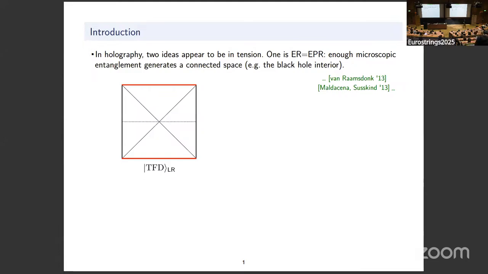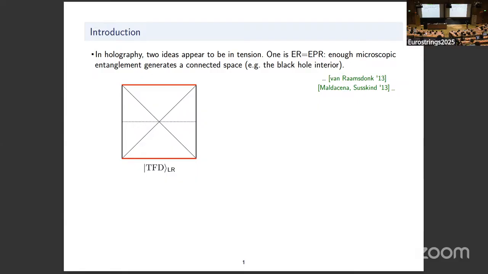Let me start by giving you a broad motivation for why we are interested in this kind of problem. In AdS/CFT and in general in holography, there are two ideas that have appeared over the last decade or so, which appear to be in tension. One is famously known as ER equals EPR, and I'm sure all of you have heard this slogan before. Essentially, the idea is that enough microscopic entanglement between two holographic quantum systems generates some notion of an emergent space. This is best understood for quantum systems that describe black holes, in which case, if you start with two black holes which are entangled enough, the space that emerges is essentially the black hole interior.